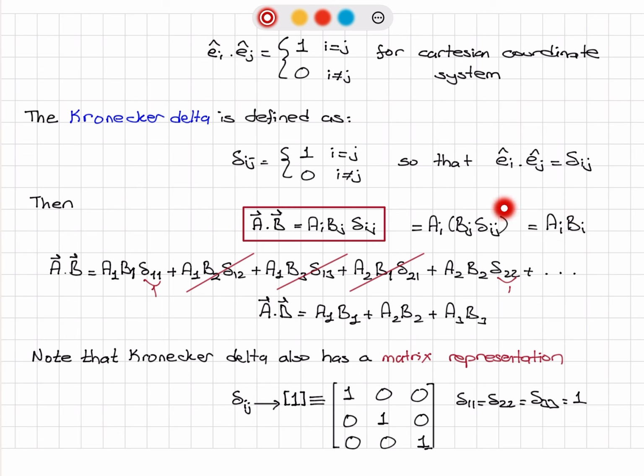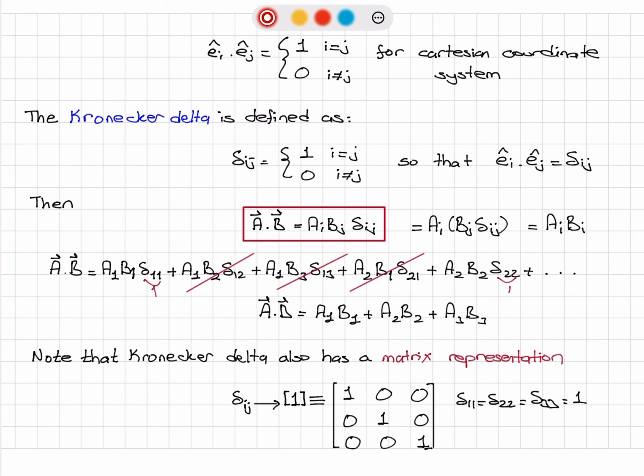And we have seen, using the summation of the two repeated indices, that this actually implies this is equal to AiBi. And you can see that here, because i is not equal to j, it's 0. If i is equal to j, it's 1. So that means AiBi, A1B1 plus A2B2 plus A3B3. That's what it means.